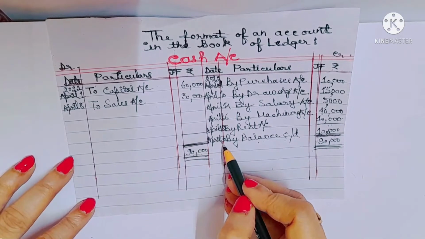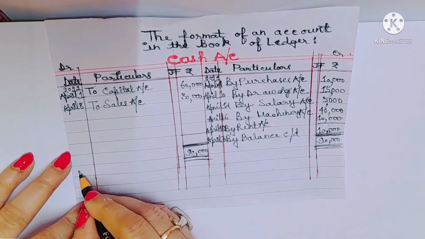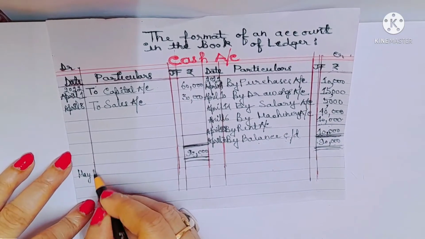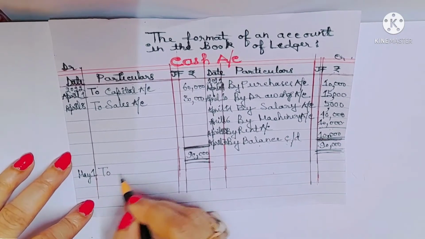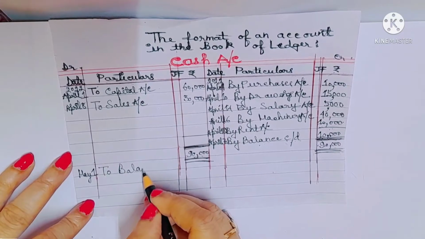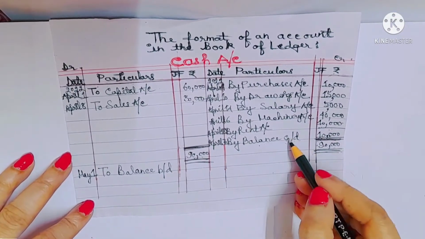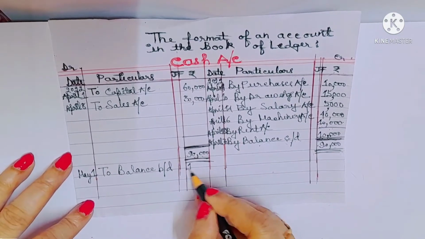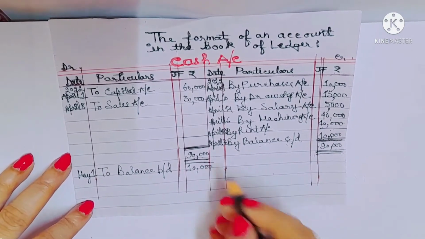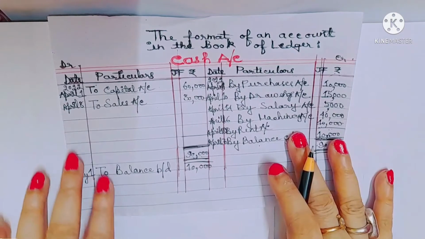So April এখানে শেষ হয়েছে, তাহলে কি হবে? 1st May to balance BD. BD means brought down. CD means carried down. 10,000. Understood? Let me explain once more.